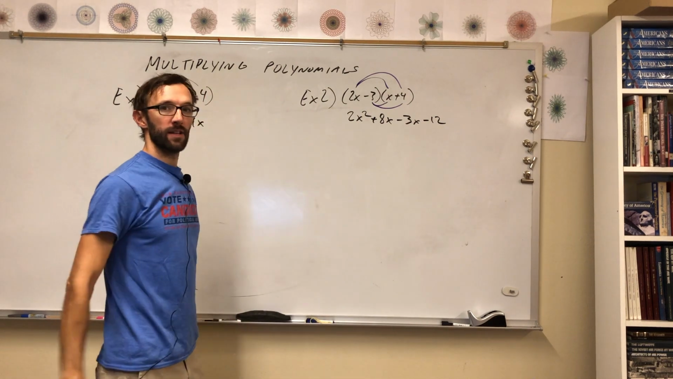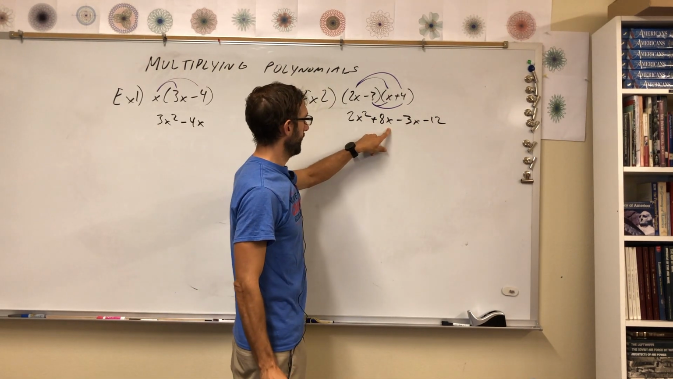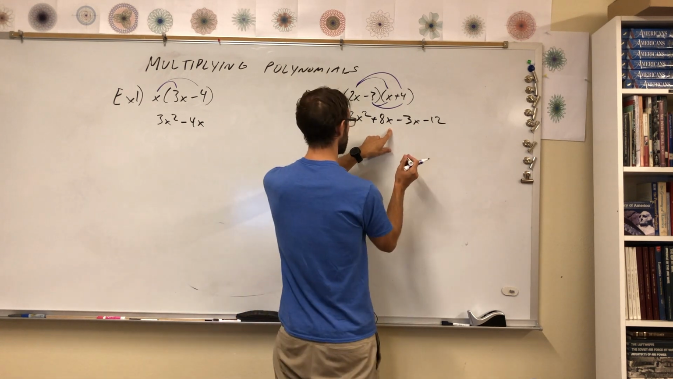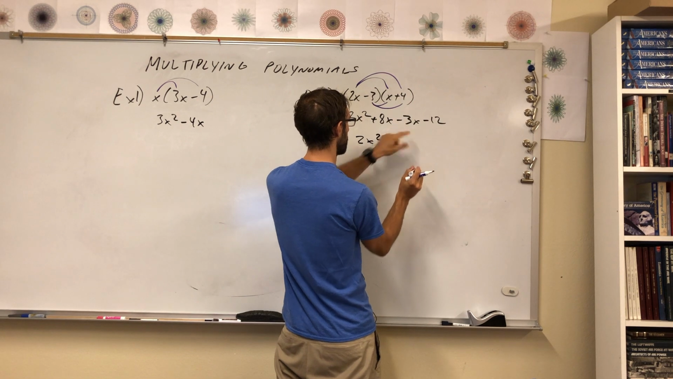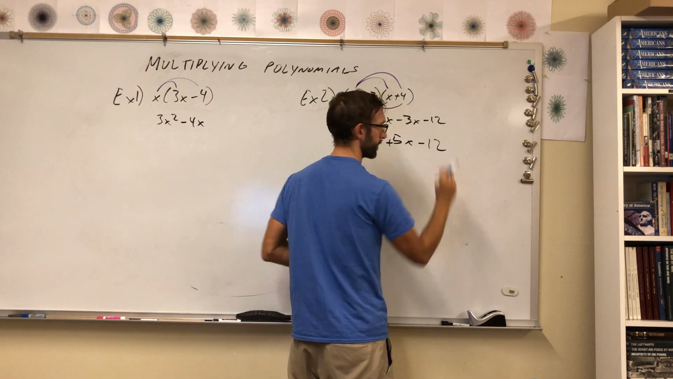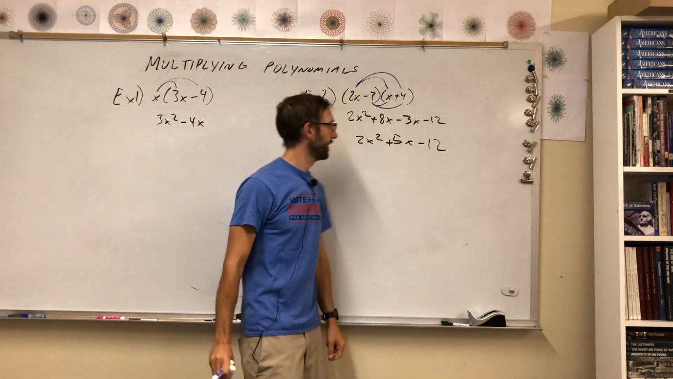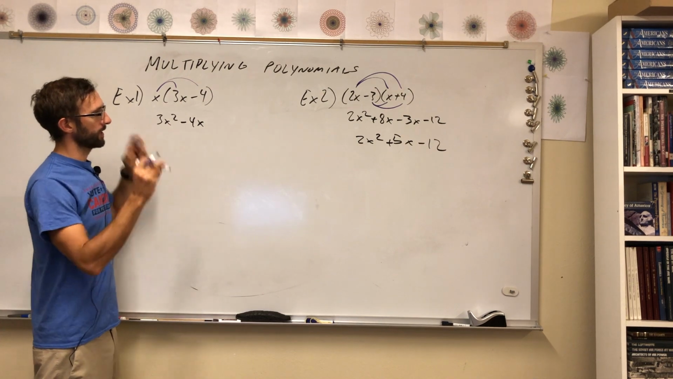And then we combine our like terms. There's no x squared term, and here we have some x terms. So 2x squared, let's see, 8x minus 3x, we get plus 5x, and then minus 12, because there are no other constant terms to combine here. So there are no like terms to combine, so look at that.